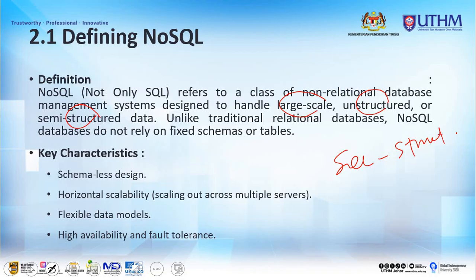Okay, so the key characteristics: there are 4 key characteristics. Number 1, schema-less design. Number 2, horizontal scalability, scaling up across multiple servers. Number 3, flexible data models. And number 4, high availability and fault tolerance. You will see the detail of each of these characteristics.